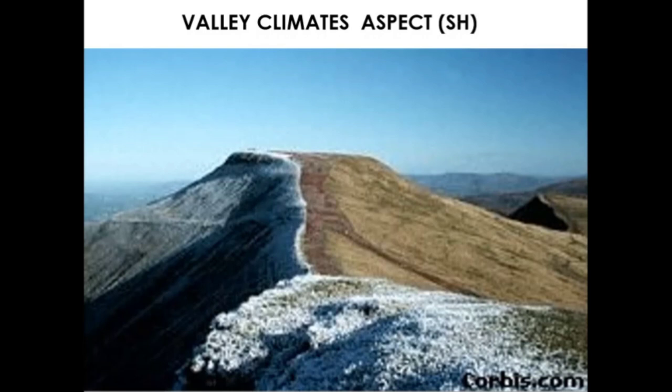Slopes that face northwards are warmer than slopes facing southwards in the southern hemisphere. I say again. Slopes facing northwards, or north-facing slopes, will be warmer than south-facing slopes in the southern hemisphere. Similar will happen on the opposite side in the northern hemisphere. All south-facing slopes in the northern hemisphere will be warmer than slopes facing northwards. Okay, that is what aspect says to you.